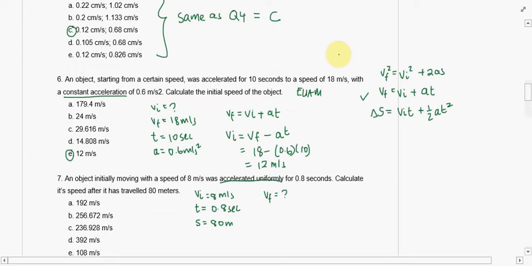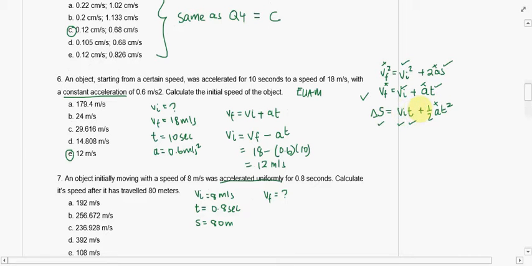So if I look at the first one, Vf is what I'm looking for. I have Vi, I don't have A, but I have S. So I have 2 unknowns and 2 knowns. Can't use that one. In the second, Vf is what I'm looking for, I don't have it. Vi I do have, again acceleration I don't have, but time I do have, can't use that one. I have the distance, the initial velocity, and the time, but I don't have acceleration.